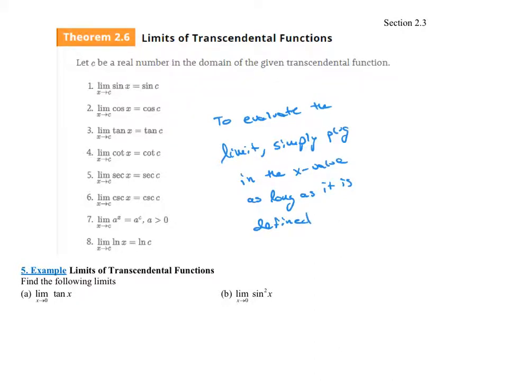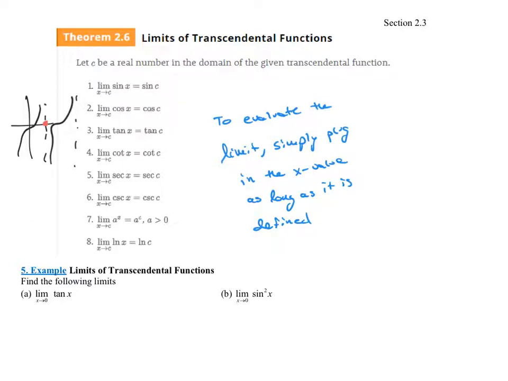So for instance, sine and cosine are defined everywhere. But if you remember the graph of the tangent of x, it is periodic, and there are places where tangent of x is undefined. We could not plug in that x value where it's undefined, okay? So that's where we'd have to do some other analysis techniques, such as looking at the graph or looking at a chart. But if it's defined, simply plug it in for all of our functions.